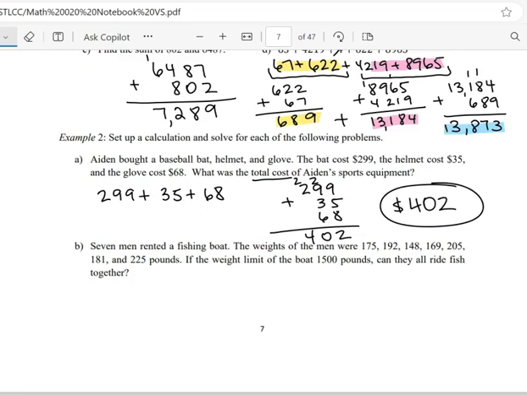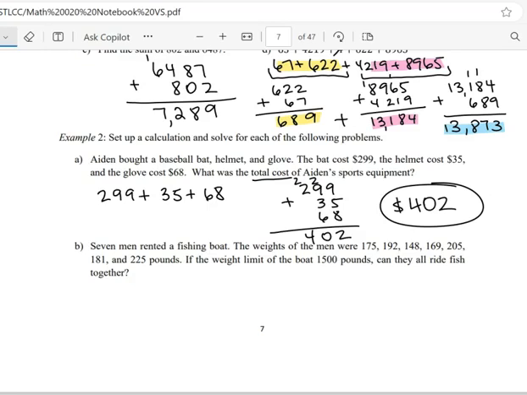So, and then the last one is an interesting one. 7 men rented a fishing boat. The weights of the men were 175, 192, 148, 169, 205, 181, and 225 pounds. If the weight limit of the boat is 1,500 pounds, can they all ride to fish together?